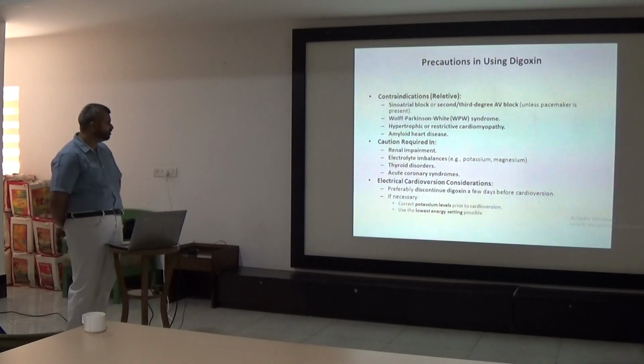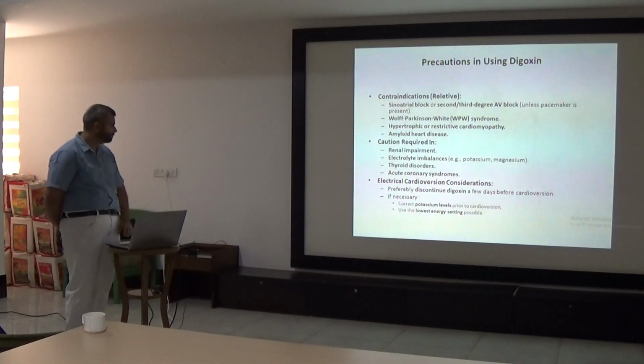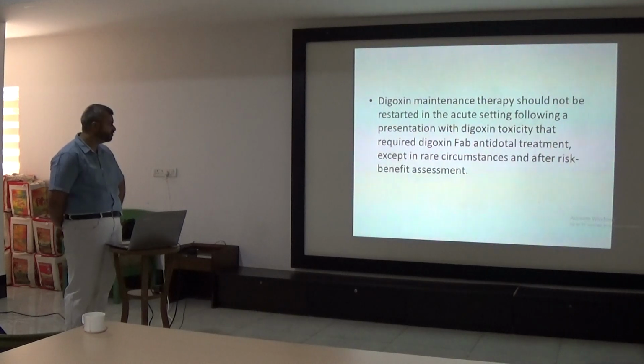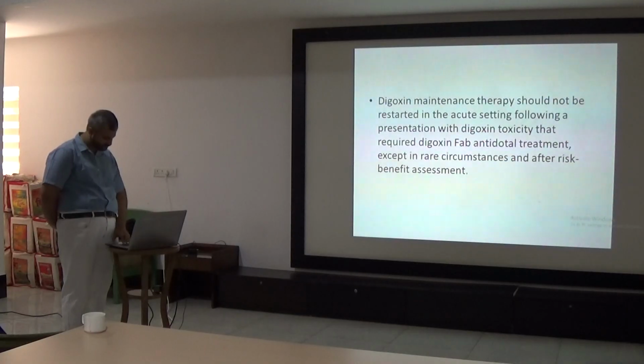For patients who are taking digoxin and need cardioversion for arrhythmia, if at all it has to be tried, it has to be at the lowest possible energy setting. And if it's a planned cardioversion, then of course you have to stop digoxin a few days before, otherwise it is likely to precipitate a range of ventricular arrhythmias. Digoxin should not be started in a patient who once presented to you with digoxin toxicity, for whatever reason it was prescribed. If at all, it has to be started with the lowest possible dose and with utmost caution.